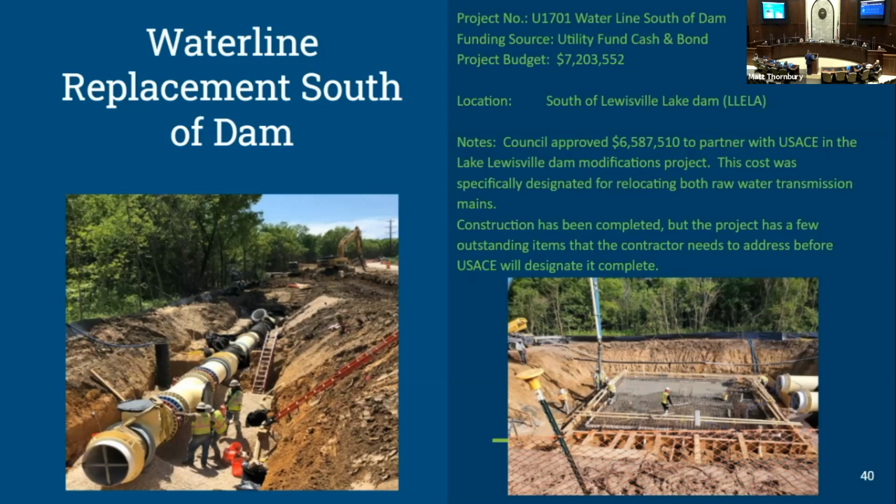We gave them a check for about $7.2 million. That project, well, I guess the 7.2 was the total. The check to the Corps was 6.6. That project is wrapping up. Our lines are complete. We're taking water through both lines at this point. So just some punch list items on the contractor and then some remaining items on the Corps' project for that project to close out.